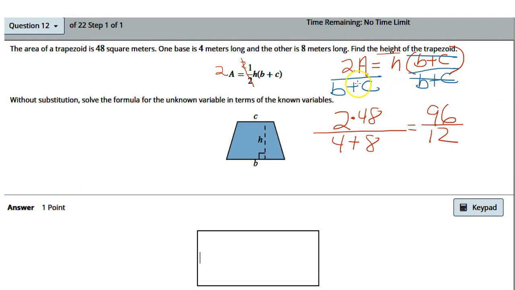So here we get 2 times our area, 48, which is 96, and then a 4 and an 8 add up to 12. We do the division here, and this is 8. So h equals 8. That's the height, and that's how we did it.